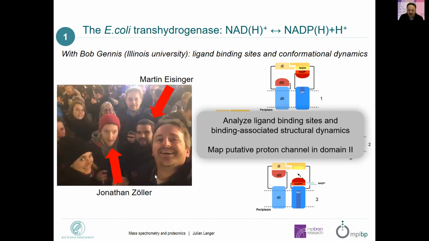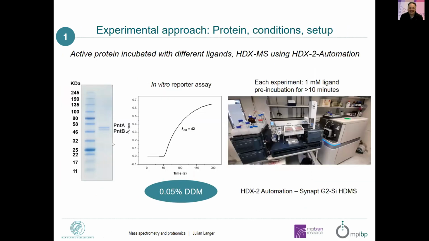The work that I'll be showing you on the next slides is mainly by Martin Eisinger and Jonathan Zeller. Jonathan is still a PhD student in my lab. Martin left us 1.5 years ago for AbbVie. This is also a photo that Jonathan used in his ASMS talk last year, so I have no qualms using it here as well. Anyway, this is a quick overview of the experimental setup.